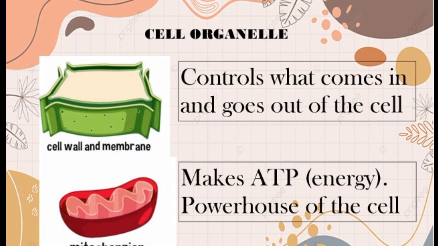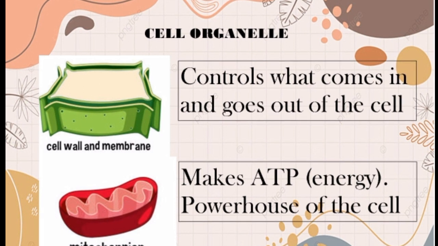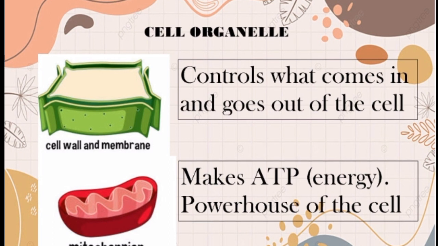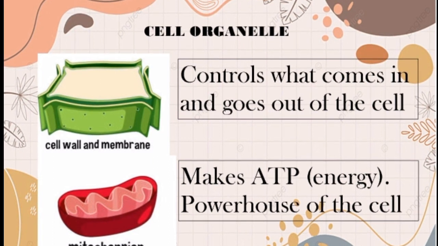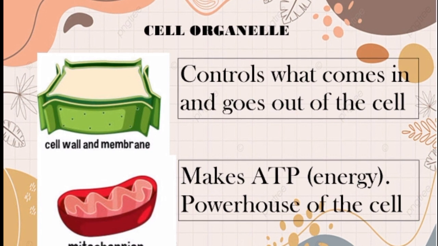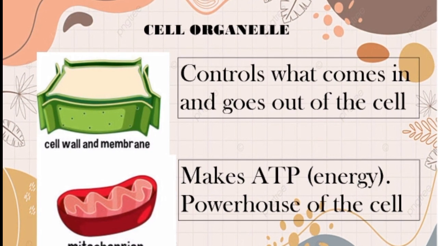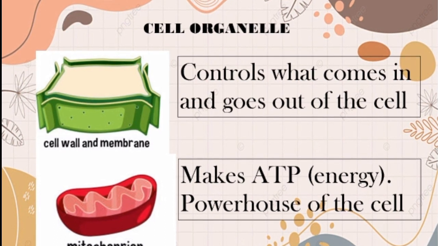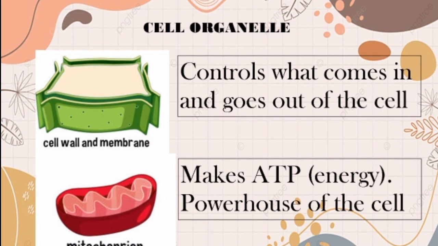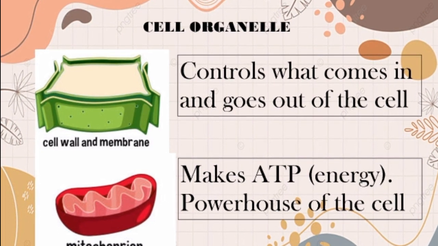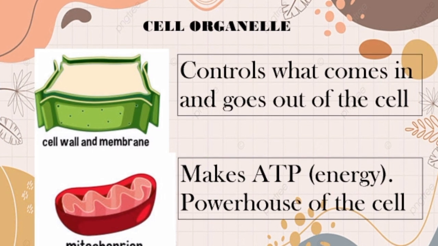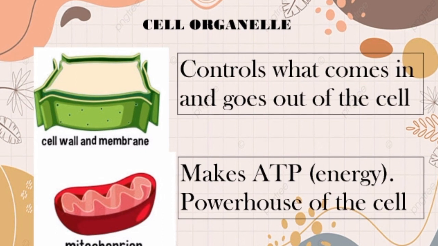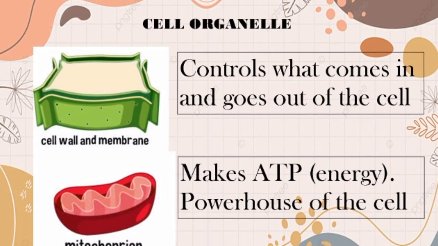Next are the cell wall and cell membrane. Okay, on the outside there is the cell wall and inside there is the cell membrane. The function of the cell wall is to give a plant cell extra stability and structure. And the function of the cell membrane is to control what comes in and goes out of the cell. Next is mitochondria. The function of mitochondria is to make ATP or energy. We can call mitochondria the powerhouse of the cell.